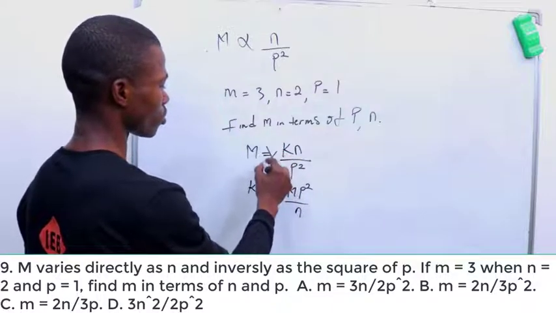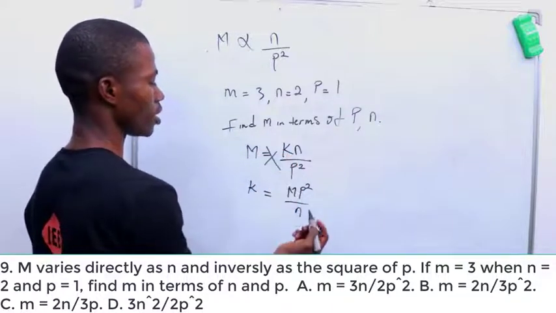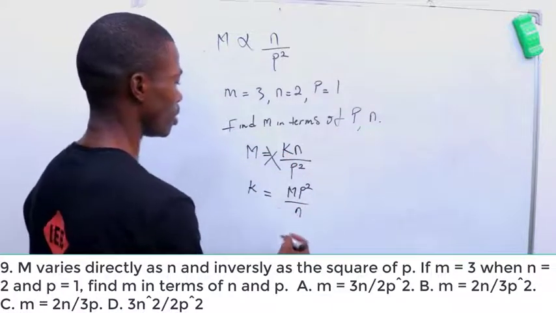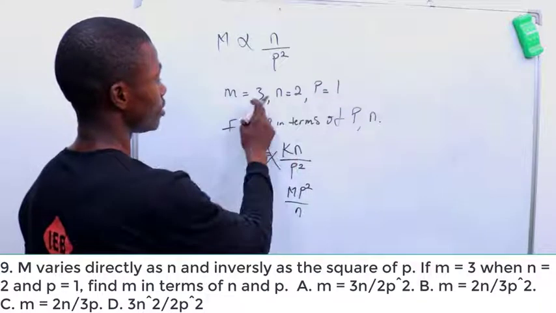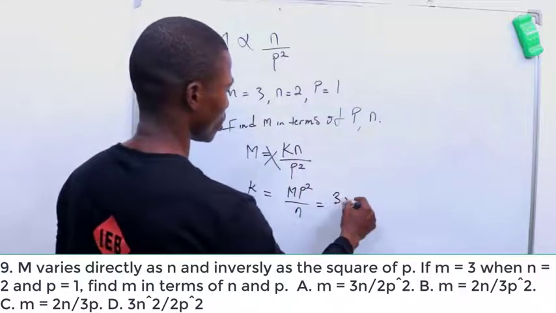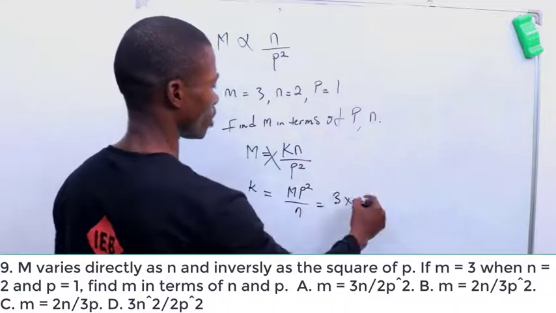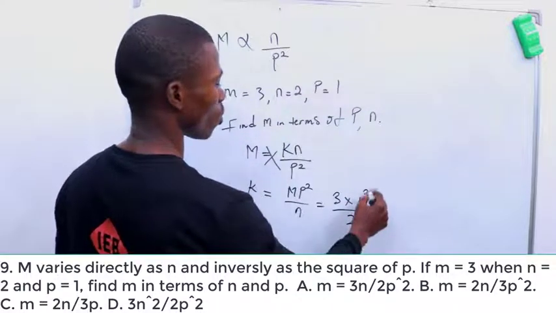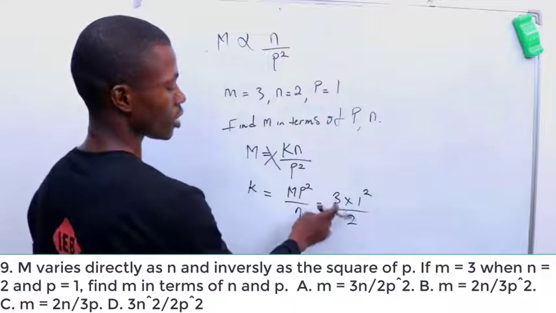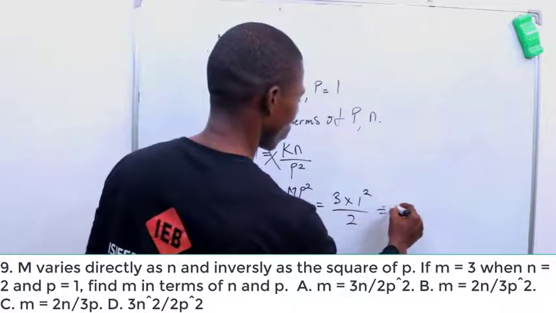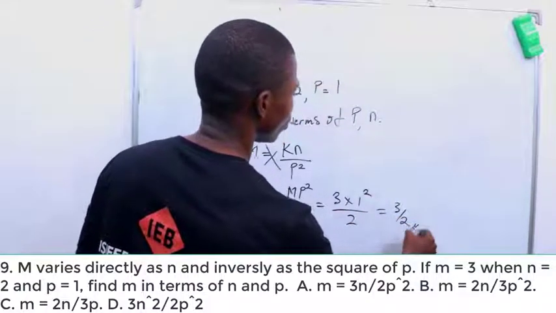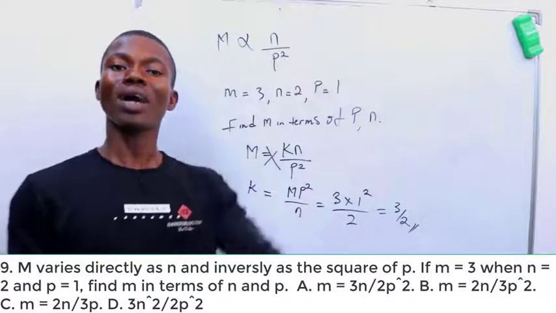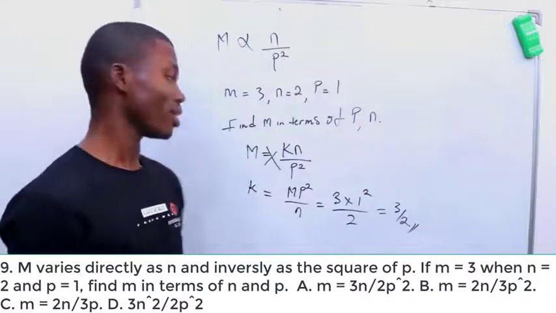You have to cross multiply. If you cross multiply, you make n the subject of the formula by dividing everything by n. Okay, so they say that m is 3, p is 1, and n is 2. 1 squared is 1, all over n which is 2, so 3 over 2. So k is equal to what? 3 over 2. Now go back to the question and put in k.